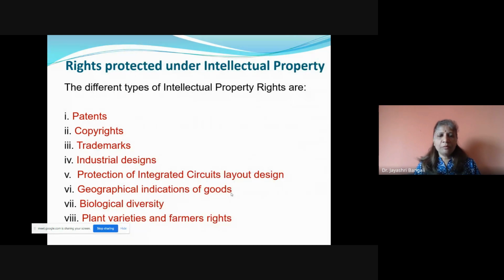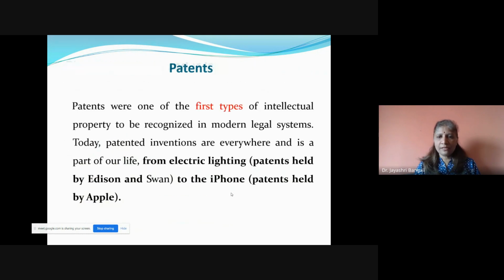Starting from the patent, copyright, trademark, industrial design, then protection of integrated circuits, geographical indication, biological diversity, and plant variety. So these are the basic types of IP. We will start with the patent.